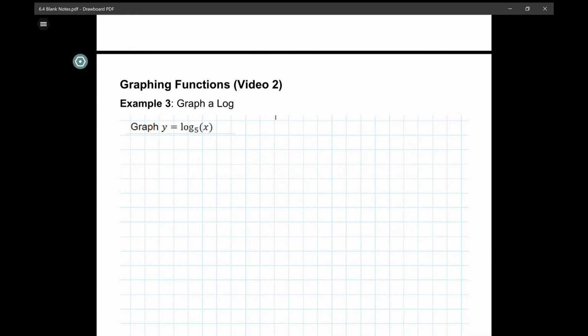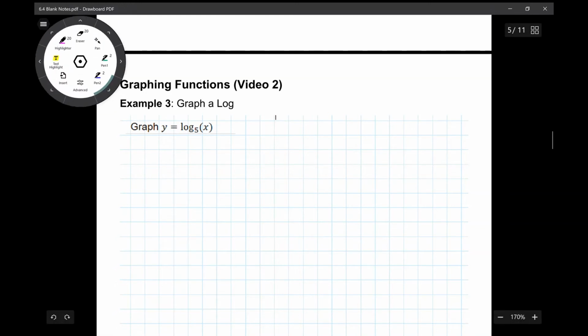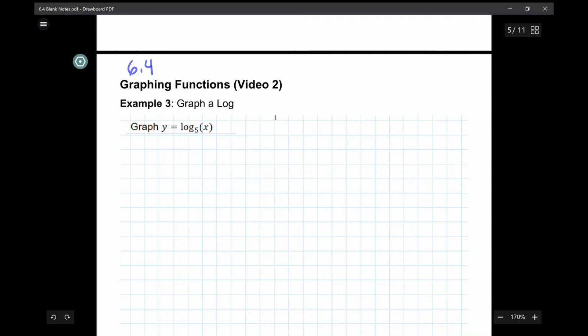All right, welcome back. This is 6.4, video number 2. Oh, I don't have a pen going. Video number 2 of 6.4. So first thing we're going to do is graph y equals log base 5 of x by hand. We're going to make a chart of values and think about the domain and all that kind of good stuff.